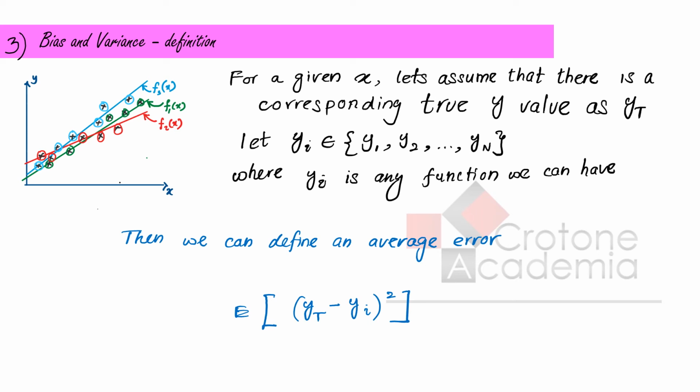Let's assume yi is the function that we have obtained by fitting the sample. So there are samples starting from y1 to yn. Those are our functions. With these definitions, we can define the average error for any given y such that the expected value of (yt minus yi) squared, where yt is the true value of y, and yi is the prediction we are getting through the ith function.